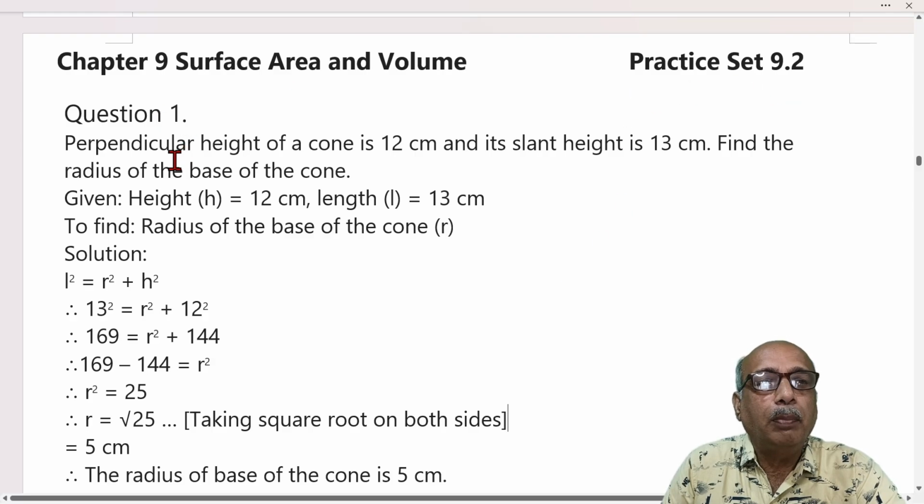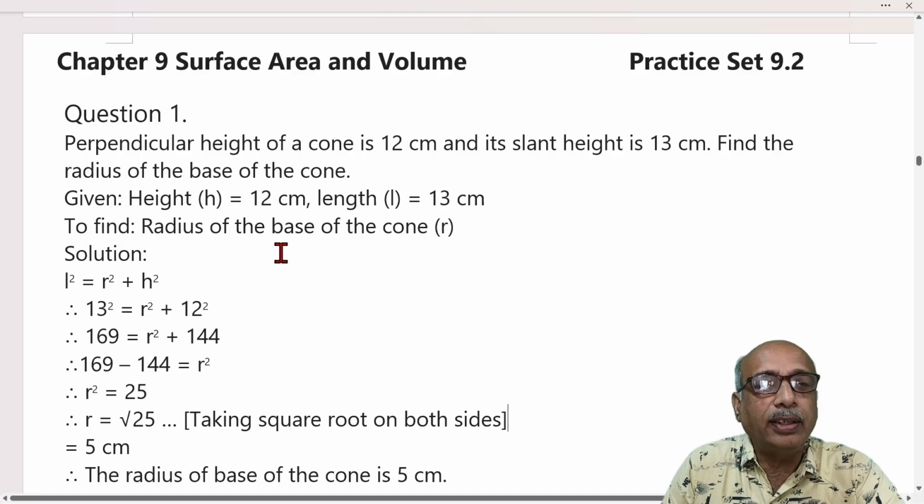Question 1. Perpendicular height of a cone is 12 cm and its slant height is 13 cm. Find the radius of the base of the cone. Here height h equals 12 cm, slant height l equals 13 cm.